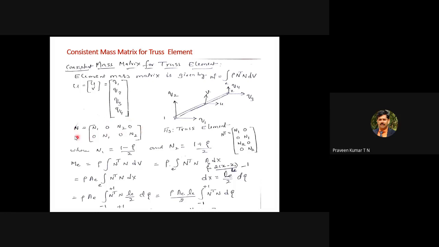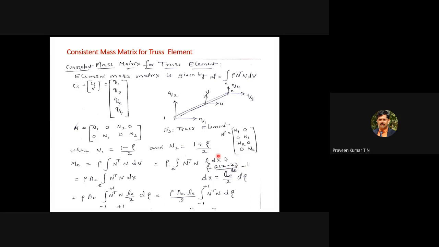But when you come to the truss element, we have a separate 2 by 4 matrix for N. So N transpose is the 4 by 2 matrix. You can see here, this is the N transpose. Already we have N, and transposing it we get N transpose. Substitute the values of N transpose and N. dV is replaced by A E into dx. And again dx is in terms of the global coordinate, which you have to replace in terms of the local coordinate.